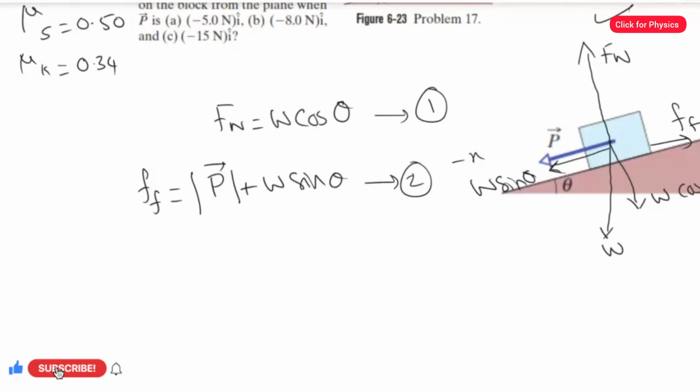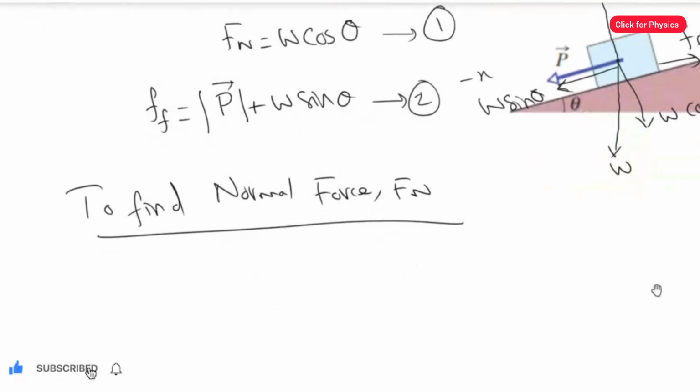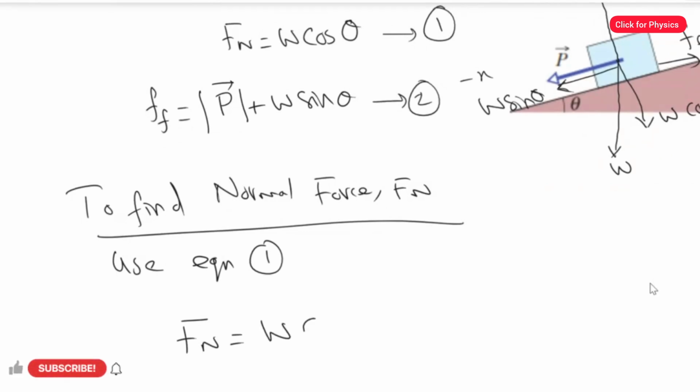This is our second equation. First of all, I have to find the normal force, Fn. So what do we have to do? We have to use equation number 1 for finding the normal force. Which equation do we have to use? Use equation 1. So what is our equation 1? Fn is equal to W cosine theta.